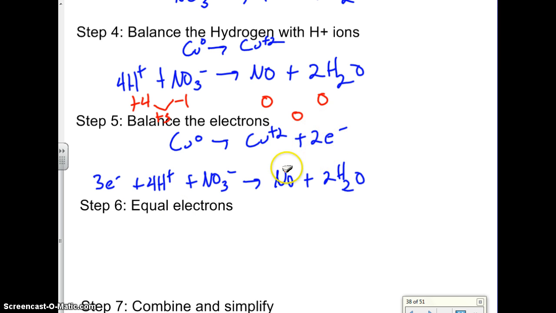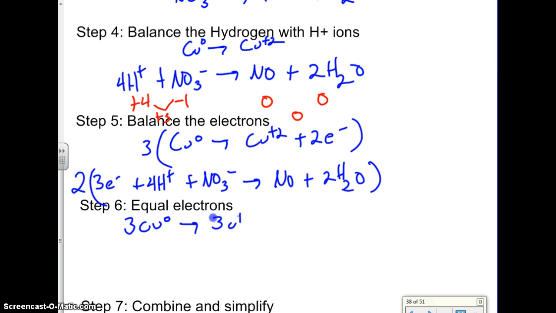Our next step is to equal our electrons, which means we multiply to get our electrons equal. We have 2 electrons here, 3 electrons here, which means we multiply the top one by 3 to get it to equal 6 electrons. And we multiply our bottom one by 2 to be able to get it to equal 6 electrons. So what we end up with is 3 coppers forming 3 copper ions.